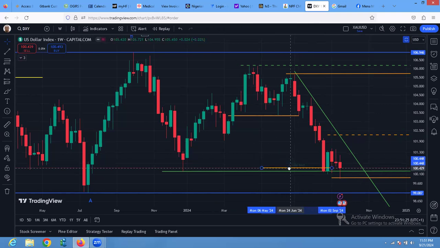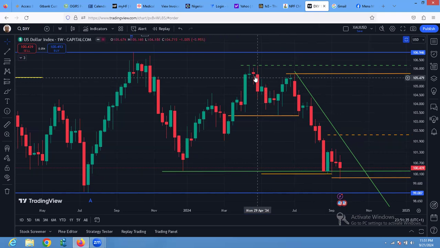So wave 4 may have ended here. So in terms of structure, this is one structure, this is the second structure, this is the third structure, this is the fourth one, and we believe the fifth structure is not complete at all. It is not complete. That's what we can see.